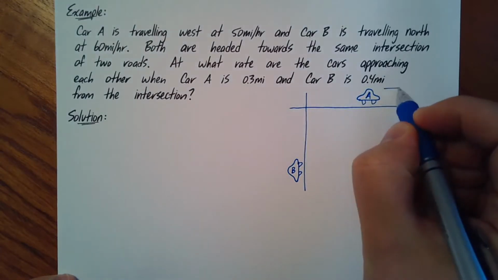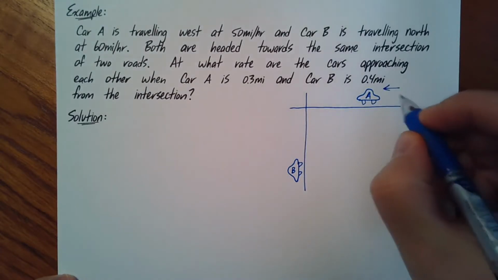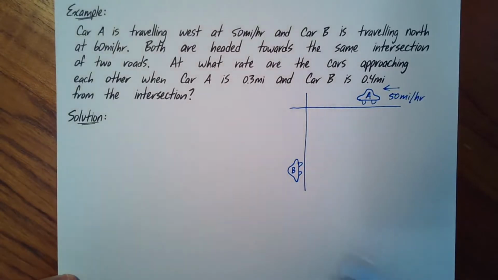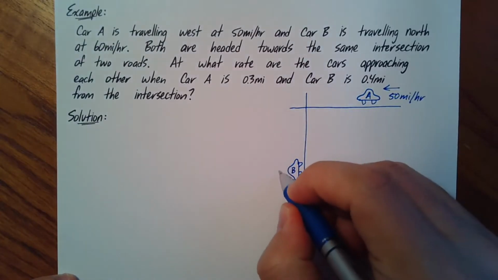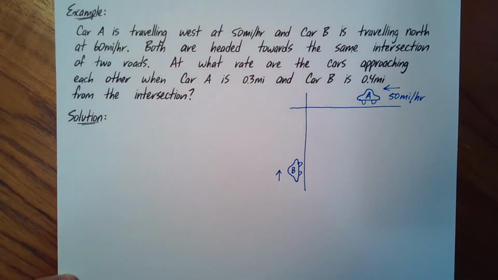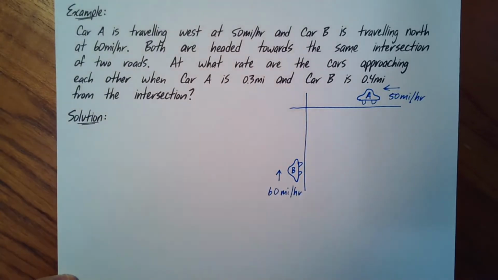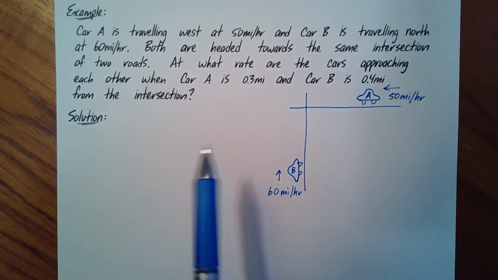So car A is traveling west at 50 miles per hour. Jot that down. And then car B is traveling north at 60 miles per hour. Just so we can get that information processed. And what else does it say? Well, the next sentence is basically the question.